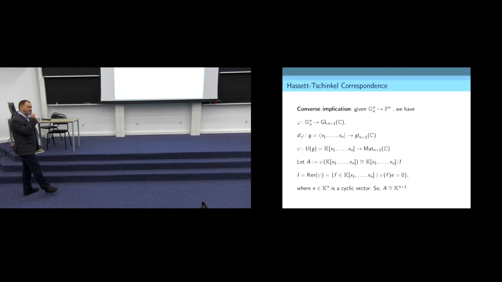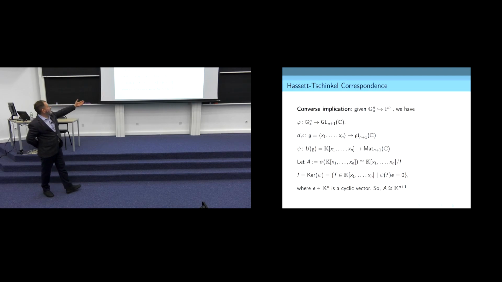And now, again, some important point. What is a kernel? What is this ideal I which goes to 0 under this homomorphism? This is a set of operators which annihilate all vectors. But this representation is cyclic. This is very easy to check. And our algebra is commutative. So if you have a cyclic representation, then the annihilator of this representation coincides with the annihilator of the cyclic vector.